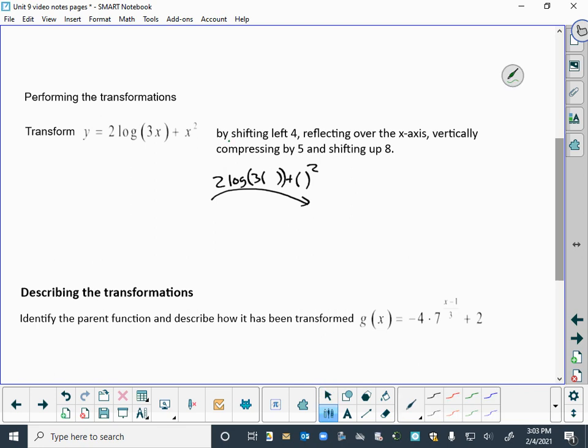All right, our first transformation is a shift left 4. Left is horizontal. Horizontal is an input axis thing. So I need to add an arrow on the input side, shifting left 4. Left is where the negative numbers are, so that's subtracting 4.